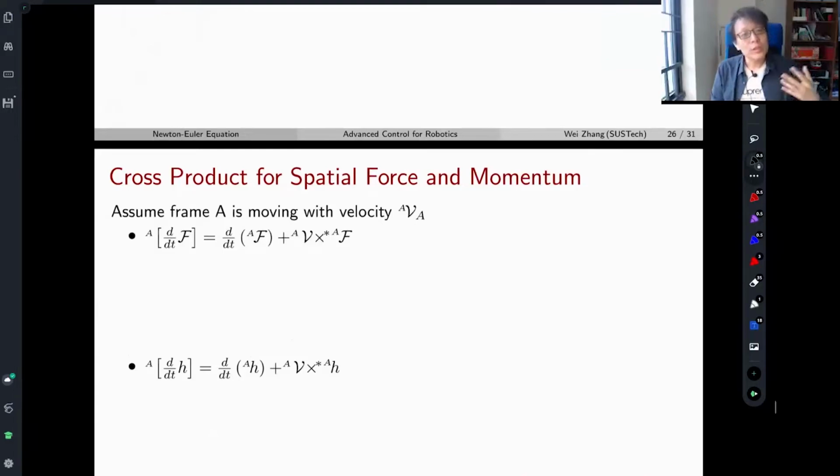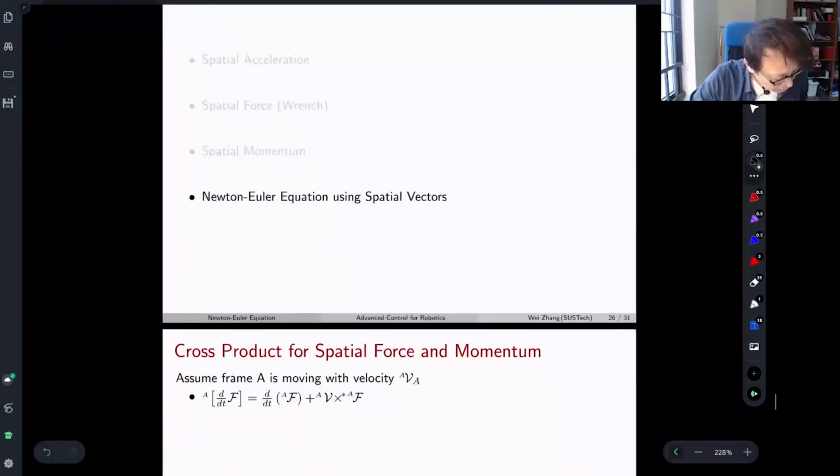One thing I don't want to discuss in detail, but I have to mention, is that you often need to work with moving frames. Just like we spent a lot of time to discuss why you have the spatial cross product, it was to handle moving frames. We can briefly recall that, or briefly discuss that here for forces.